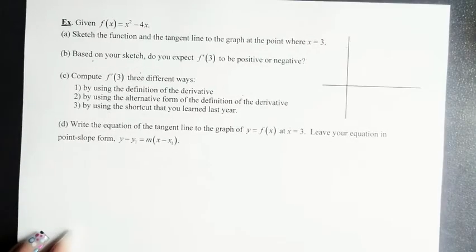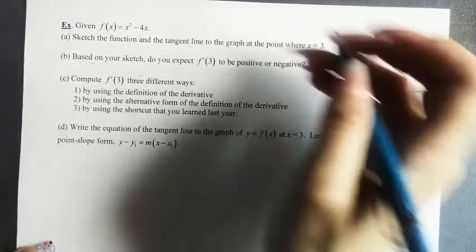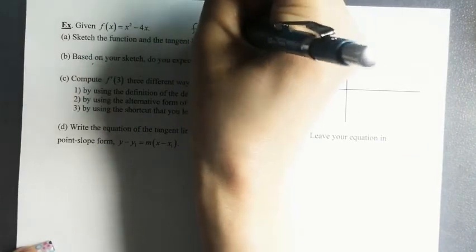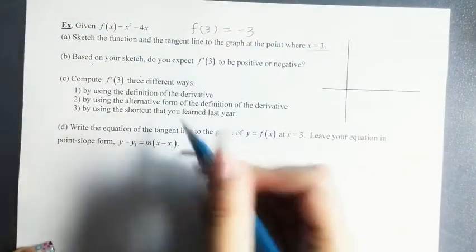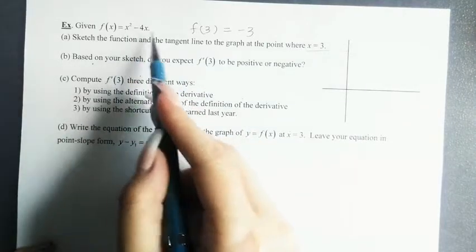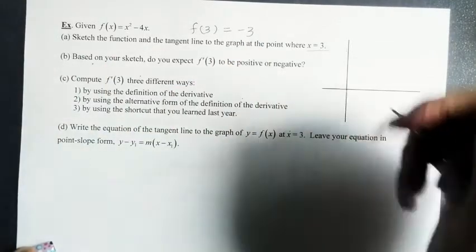Given f of x equals x squared minus 4x, we need to sketch the graph of the function and the tangent line to the graph at the point where x equals 3. Okay, so since we're talking about x equals 3, I'm already going to compute f of 3. f of 3 is going to be negative 3, because you know that it's 9 minus 12. So let's graph it.